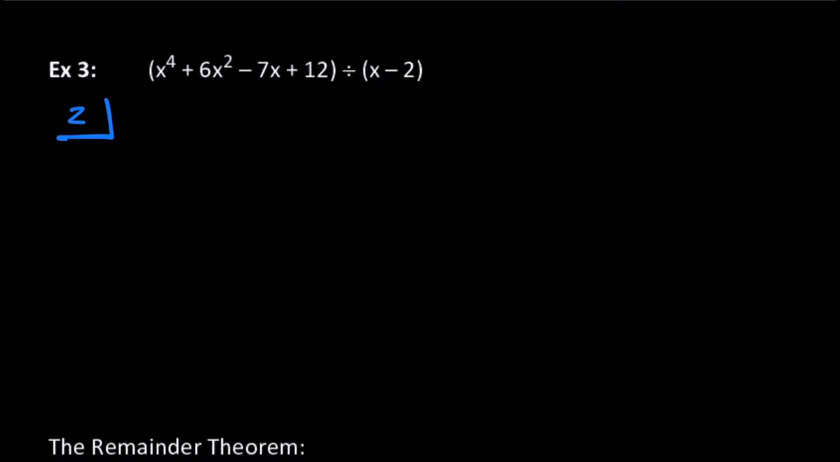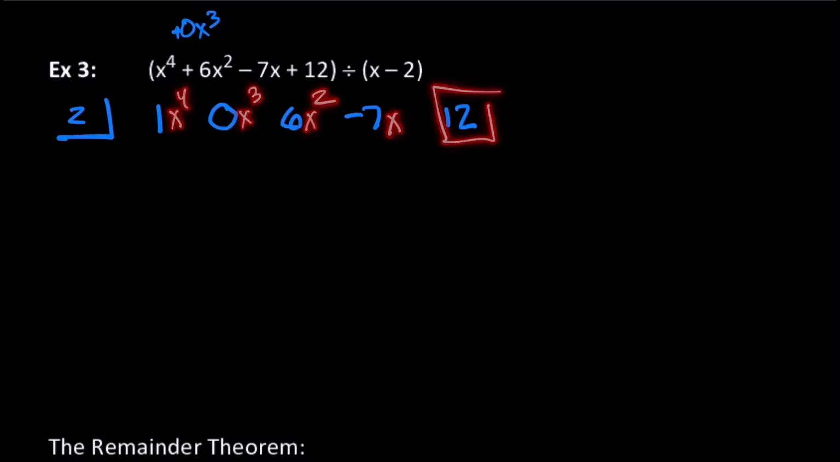Coefficients. This one has a little bit of an issue because if you notice I go from a 4 to a 2. So I'm missing a cube. When you go to write the coefficients, you have to account for every power of x in decreasing order from the first one. So I have 1x to the 4th. I have a 0x cubed, so I have to put a 0 in my synthetic division. I have a 6x squared, I have a -7x, and then I have a 12. So this is the x to the 4th, that is the x cubed, that is the x squared, that is the x, and that is your constant at the end.